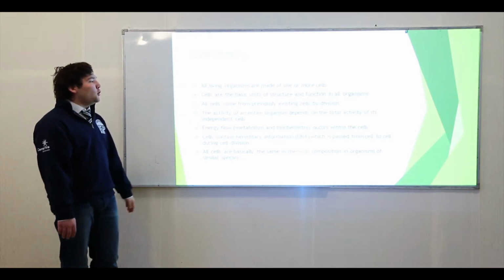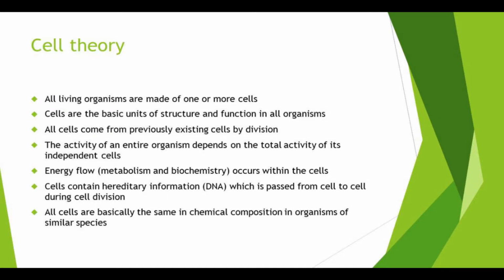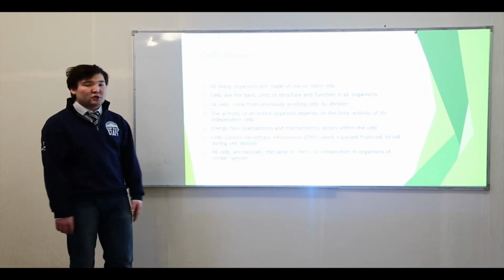The first postulate says that all living organisms are made of one or more cells. Second, cells are the basic units of structure and function in all organisms. All cells come from previously existing cells by simple division. The activity of an entire organism depends on the total activity of its independent cells. Energy flow, which is metabolism and biochemistry, occurs within the cell. Cells contain hereditary information as DNA, which is passed from cell to cell during cell division. And all cells are basically the same in chemical composition in organisms of similar species.